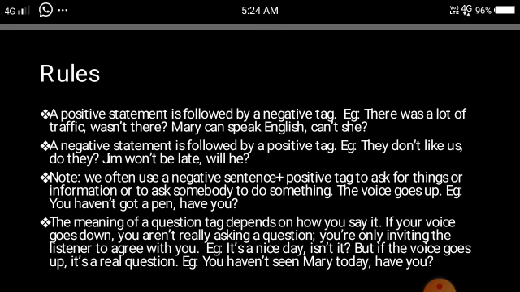So here, they do not. Do plus not, don't. They don't like us is a negative statement. It takes a positive question tag, do they. Jim won't be late. Will he? Won't becomes will.